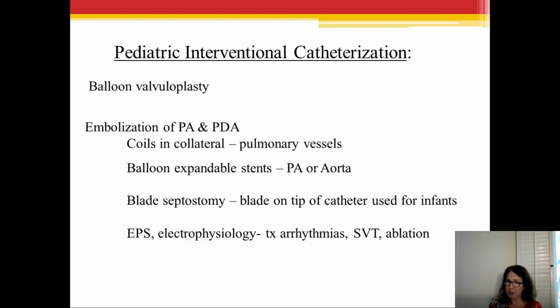Blade septostomy is common in the newborn. Let's say I have a child born with transposition of the great vessels. So the pulmonary artery is on the aorta and the aorta is on the pulmonary artery. They're the opposite of where they should be. You can't live like that because you've got one systemic circulation and one just going back and forth to the lungs. They're not communicating. So in order for that baby to survive, you'll put them in the cath lab, and you've got your foramen ovale, right? It's not quite closed yet.